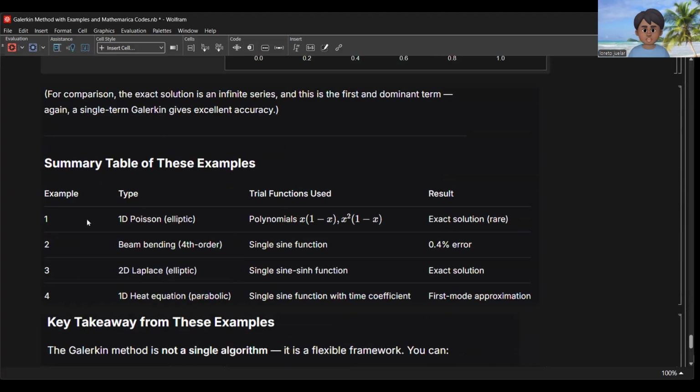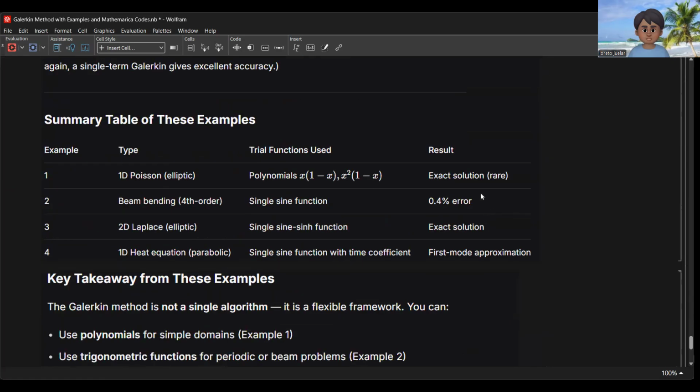So we have a summary now of all the problems. Problem number 1, 1D Poisson, elliptic, polynomials. Trial function: we use x times (1 minus x), or x squared times (1 minus x). The exact solution is the same as the Galerkin solution here. Then problem number 2, we have a beam bending, fourth order, single sine function. We have the result here, 0.4% error.